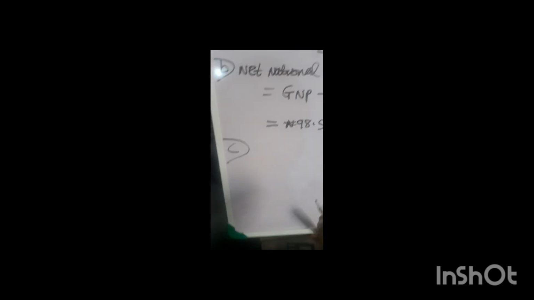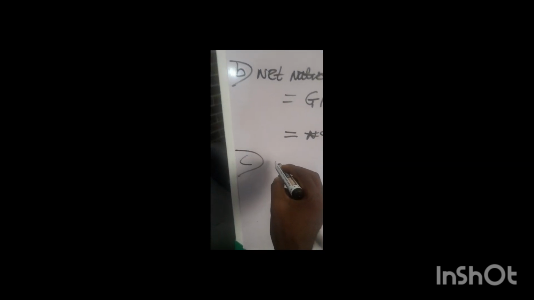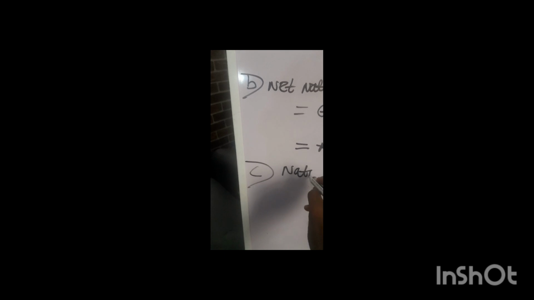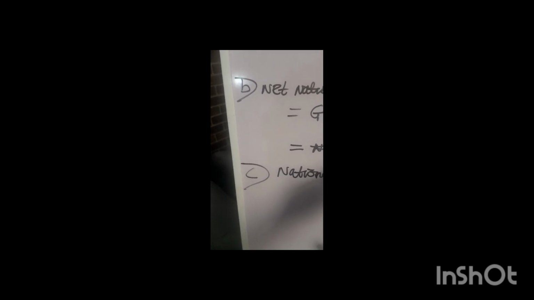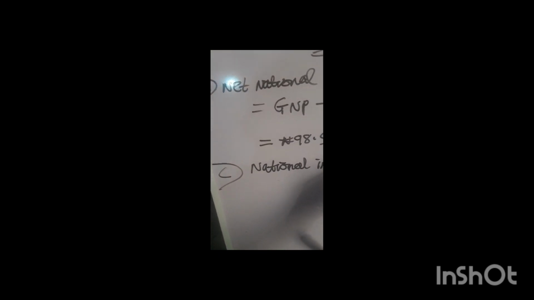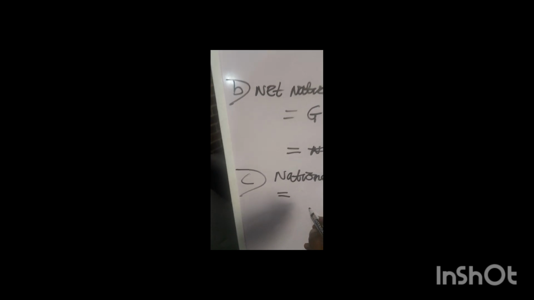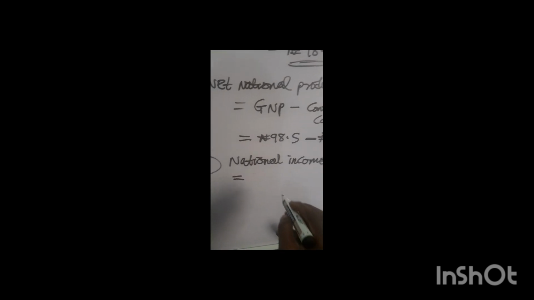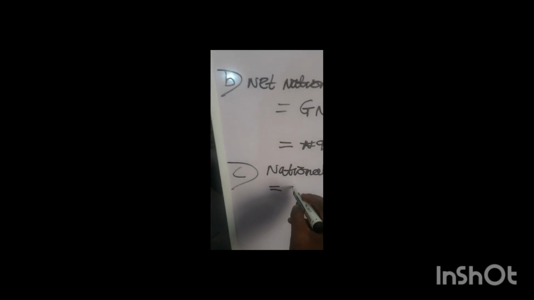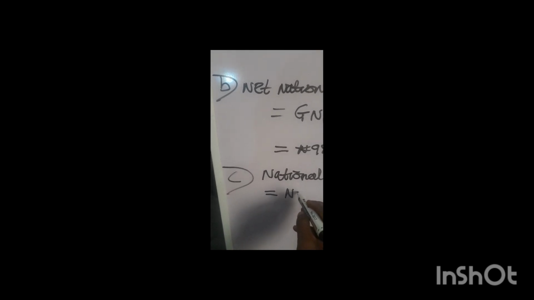So C, which is our national income, which is abbreviated as NI. So our national income is simply giving us NNP. Based on if we are working with NNP, we can work with any other.